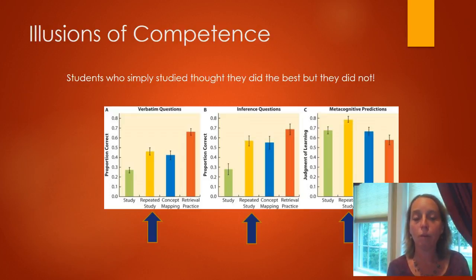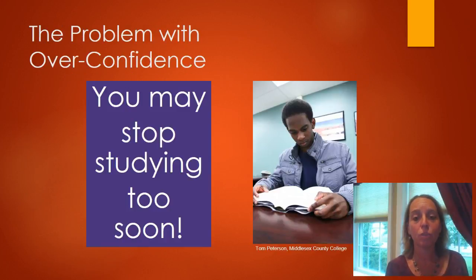And that is problematic because if you're feeling competent and comfortable with the content, you're probably going to stop studying too soon. So this is really the biggest problem with overconfidence. And when students rely on strategies such as reviewing their notes, it's not surprising that they start to feel overconfident, because the more you look at it, the more familiar it is. But familiarity is not equal to learning. So just because something looks familiar doesn't mean that you've really grasped the concepts.